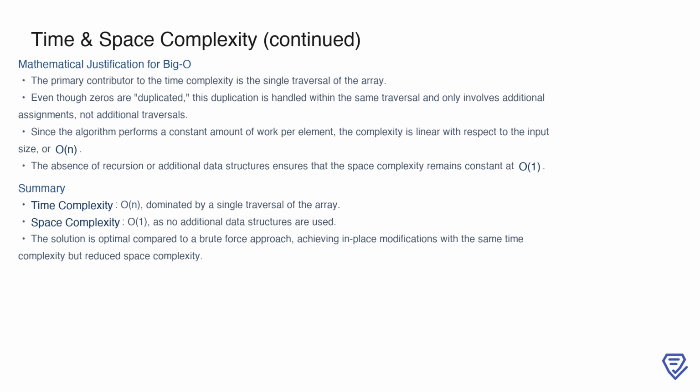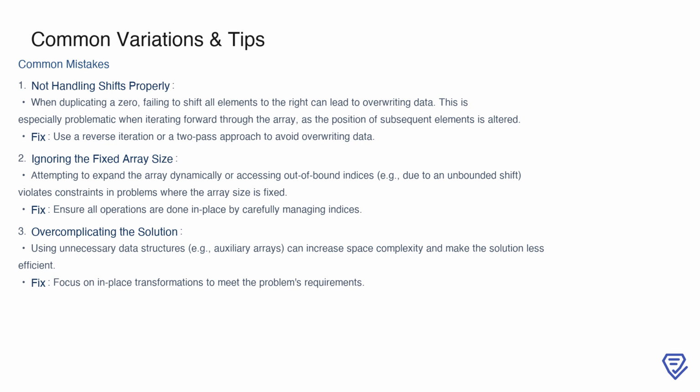To summarize, the solution achieves a time complexity of O(n), driven by the single traversal, and a space complexity of O(1), thanks to in-place modifications. This makes the solution optimal compared to a brute force approach, which requires extra space while achieving the same time complexity. When working on the duplicate zeros problem, there are some common mistakes that you should be aware of.